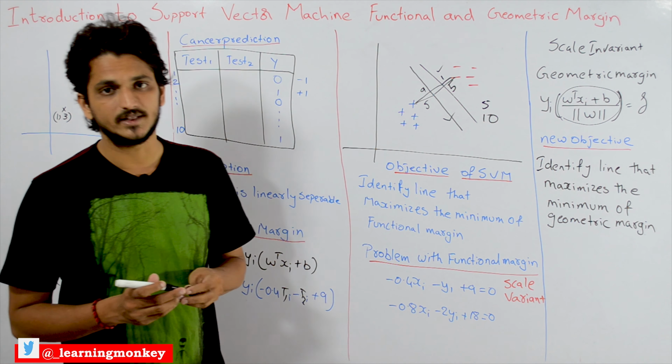The geometric margin is denoted gamma and the functional margin is denoted gamma hat. What's the problem with functional margin? We can scale the equation and maximize its value. I am repeating this point because we will use it many times in the next classes. This is all about functional margin, the objective of support vector machine, and geometric margin.